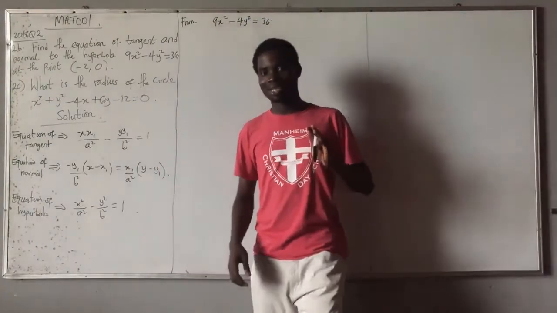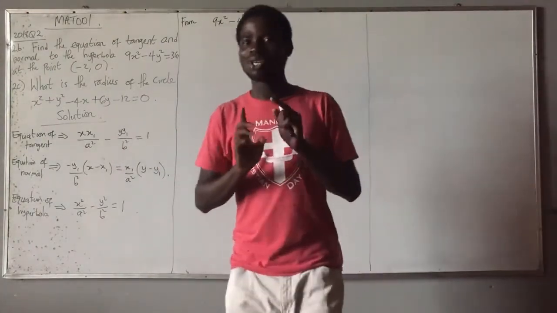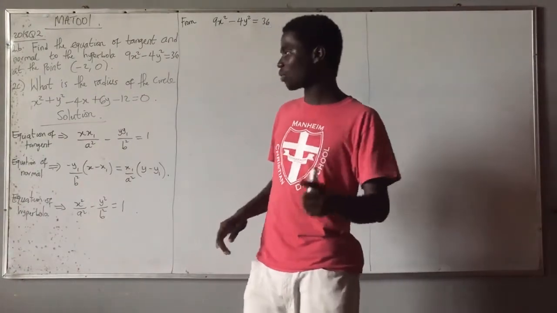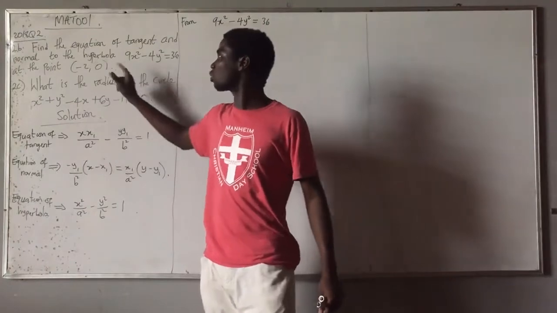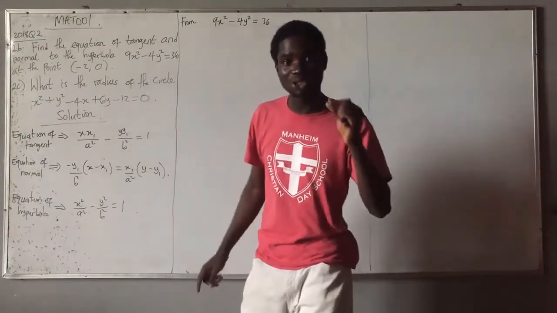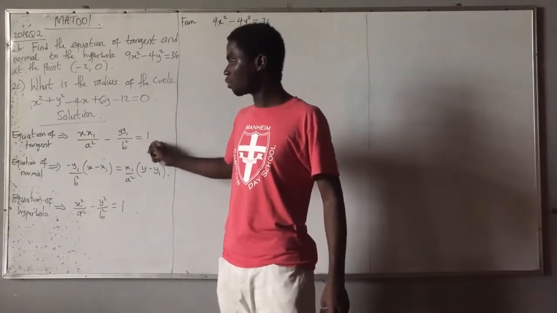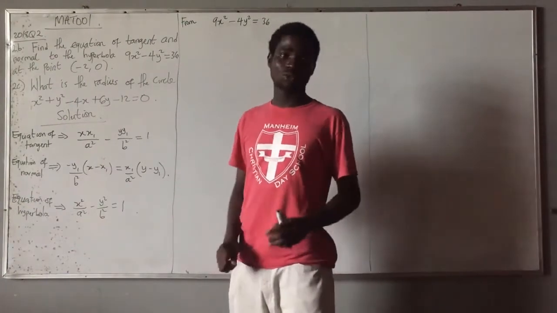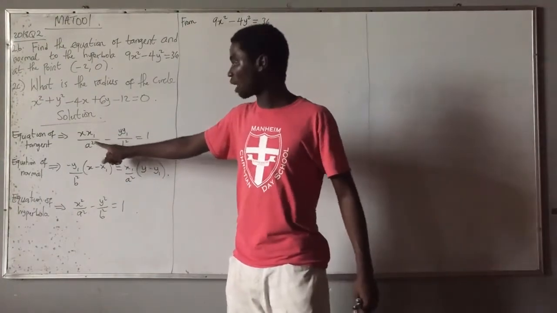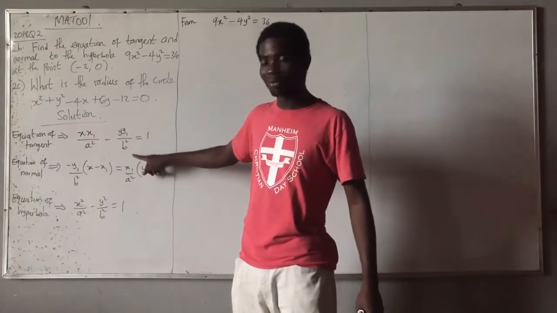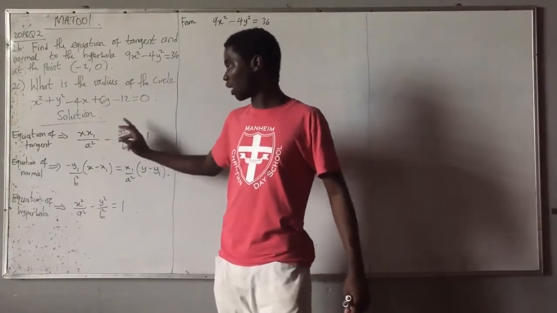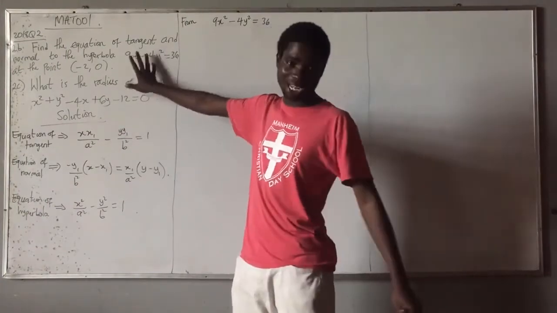Now, what will happen is that you have to know the formula, so that you don't drop points. That's why I have written the equation of tangent to the hyperbola. You have to know it. For you to be able to answer this question, you have to know this equation and this equation as well. Now, equation of tangent is xx1 over a squared minus yy1 over b squared equals 1. You will still know what x1 and y1 are. You will see how I'm going to apply it in this question.